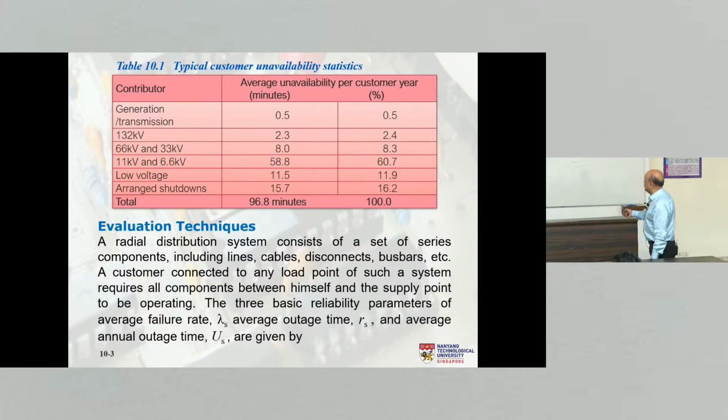So the three basic reliability parameters that we shall calculate in distribution systems, which are not really any different from what we do in generation systems, are the average failure rate, average outage time, and average annual outage time, also known as unavailability. That's why we use U. U stands for unavailability. So unavailability is the annual outage time. R is the average time, whereas this is in hours per year. This is in hours, right? So that's the difference between the two. And lambda is in failures per year or failures per period, depending upon the length of the study.